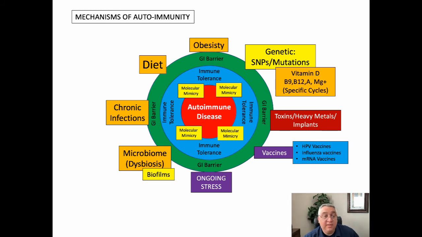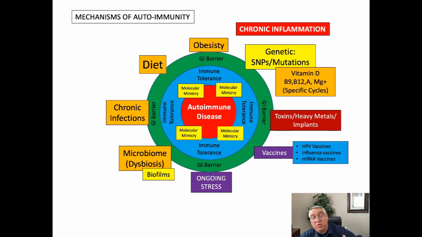And that's the mechanism by which every single patient, at least that I see, ends up having an autoimmune disease, because it's part of the process. Once you have this autoimmune disease in place, it's because there has been ongoing chronic infection, dysbiosis, presence of biofilms, sometimes obesity, genetic polymorphisms, exposure to heavy metals, exposure to toxins, vaccination, ongoing stress. It all leads to chronic inflammation.